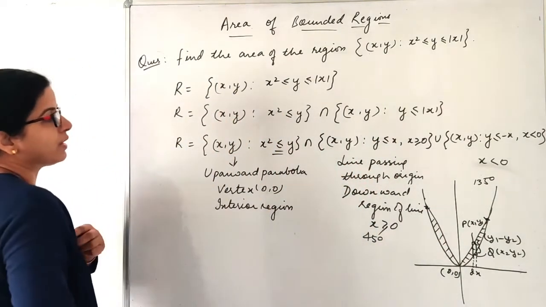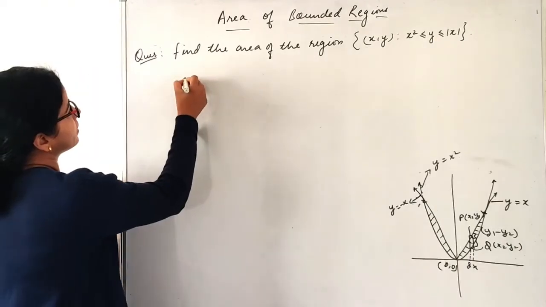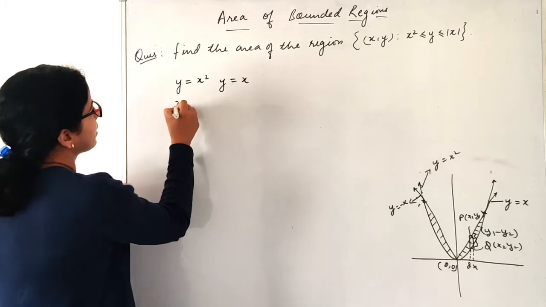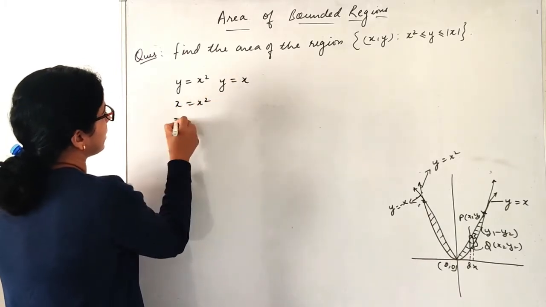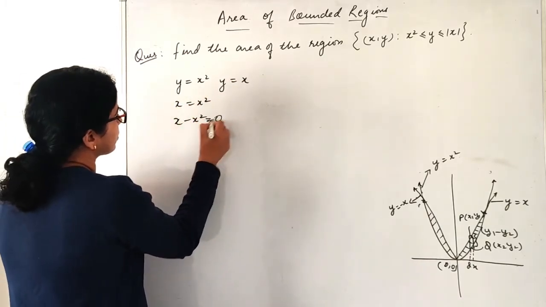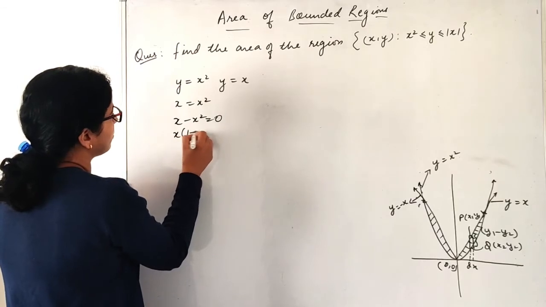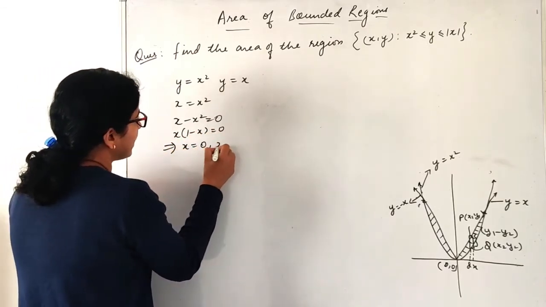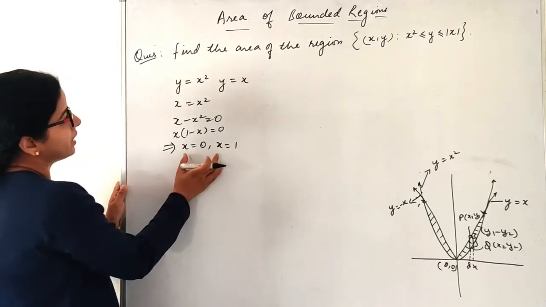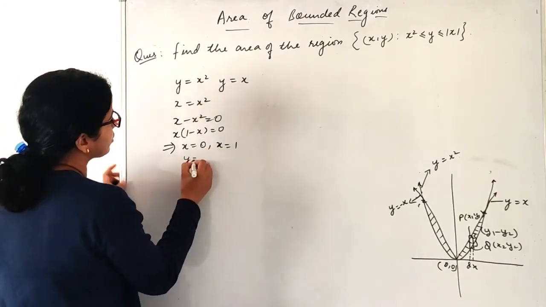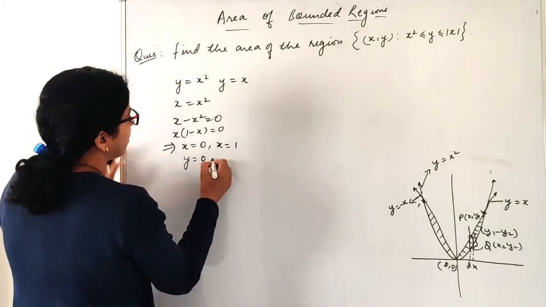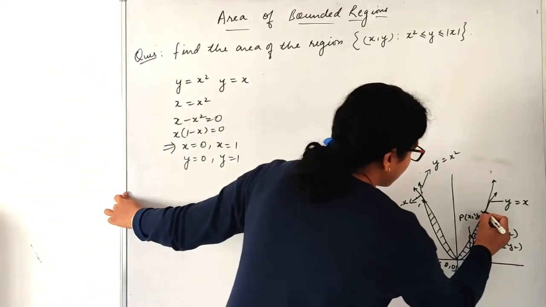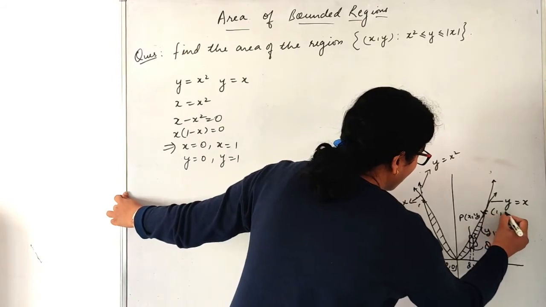So let us first find the point of intersection. Y is equal to x square and y is equal to x, right? So I can write x is equal to x square. X minus x square is equal to 0. Take out x common: x times (1 minus x) is equal to 0. So this implies x is equal to 0 and x is equal to 1, right? So whenever x is 0, y will also be 0. Substitute here or here, and here y is equal to 1. So it means this is my point (0, 0) and this point is (1, 1).